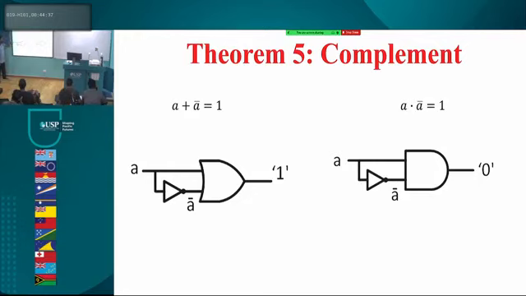Let's say if A was 1, A bar will be 0. So over here, what do you receive at the gate? You have 1, 0. 1 OR 0 will give you 1. So if anything is ORed with its invert or its complement, complement is another word for invert, the output will always be 1.